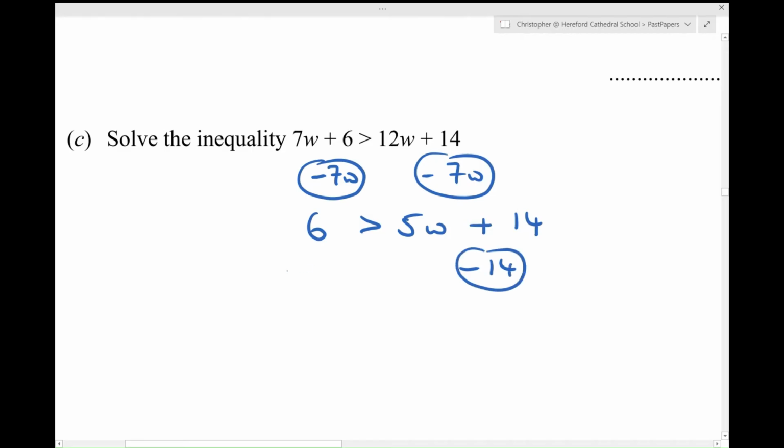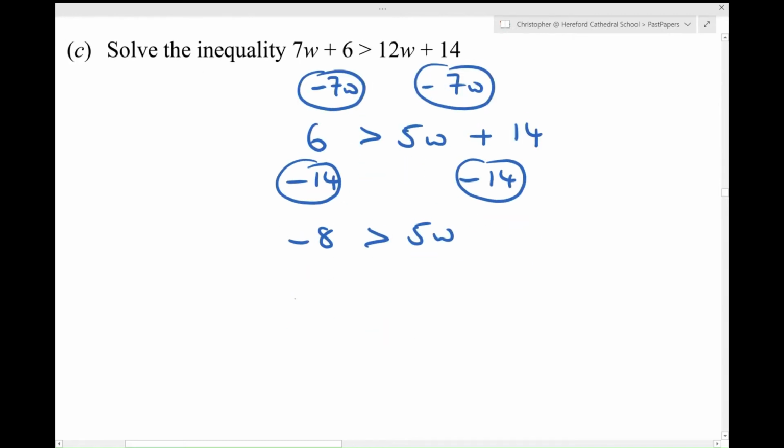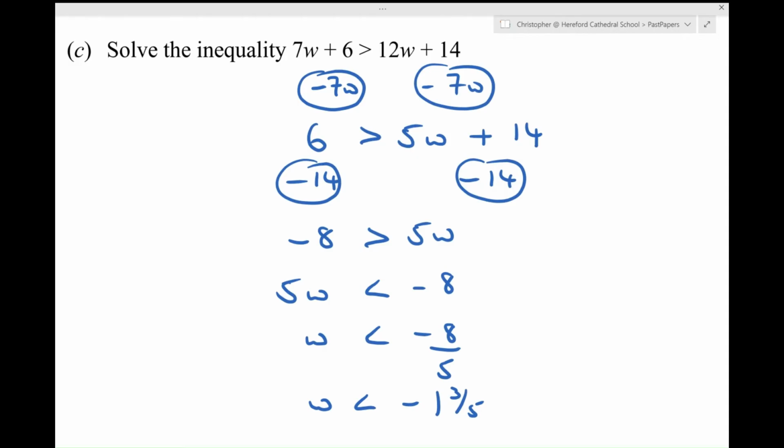Minus 14 from both sides gives me minus 8 is greater than 5w. I'm going to turn that the other way around. 5w is less than minus 8. And now I'll divide both sides by 5. So w is less than minus 8 over 5, which you might have written as minus 1 3/5, or even minus 1.6. And that is the end of question 10.